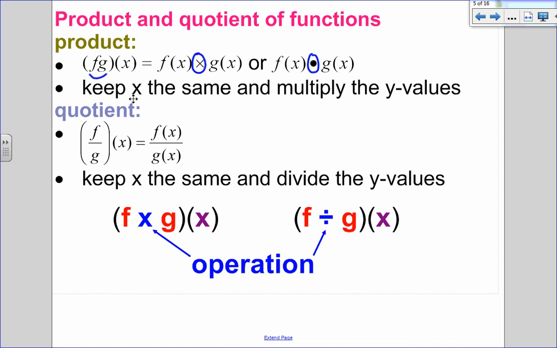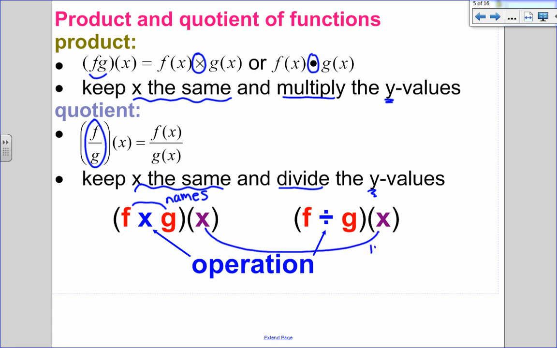When I have product, I keep x the same and I multiply just the y values. For quotient, I can have my operation right here, so f divided by g defined for x, which is the same as f of x over g of x. So again, I keep x the same and divide my y values. So in terms of the notation, in red you can see I have the names of the function. These are just the names, so we know which value we're going to. In the blue, I have the operation, so either I'm multiplying or dividing. And then the x here is just the independent variable that I'm defining my functions over.